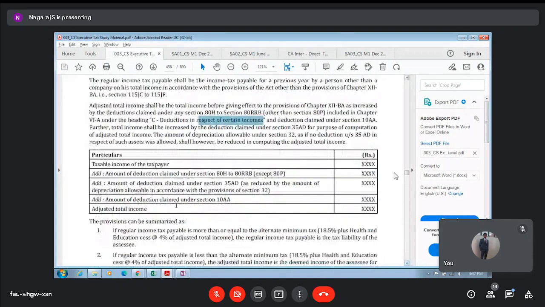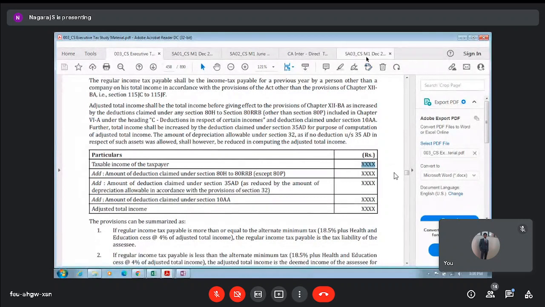See this. How will you get total income? Total income is nothing but income of all 5 heads minus set off and carry forward. You will get gross total income. From that gross total income, if you reduce the deduction under Chapter VI-A, you will get total income. For the total income, you need to add these three incomes if you have claimed the deduction while calculating this total income. Okay, sir.